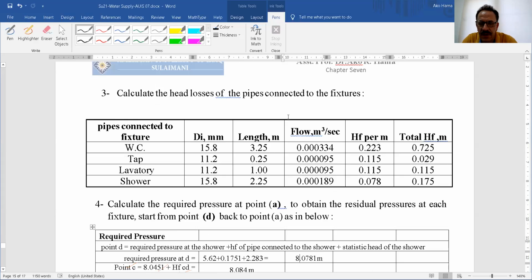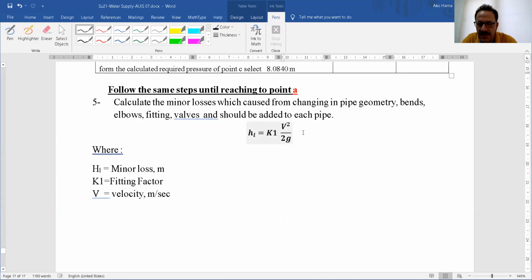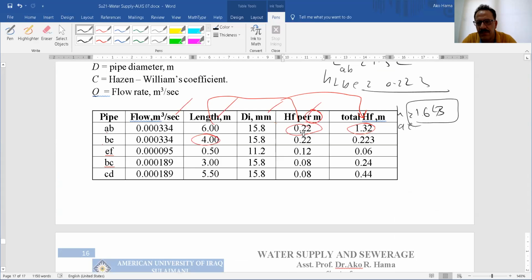I will leave the other part for tomorrow, and we will finalize and solve another problem with the plumbing. Finally, I want you to study this because it's important.